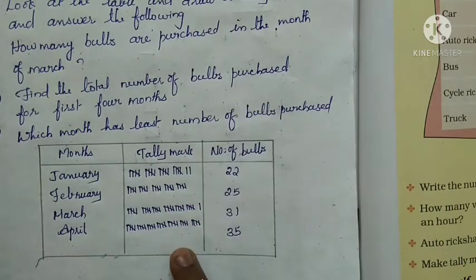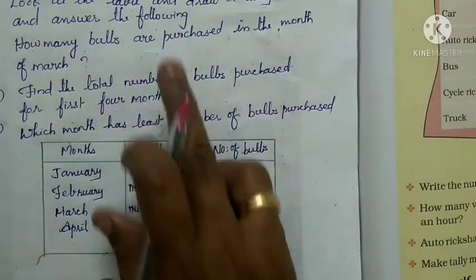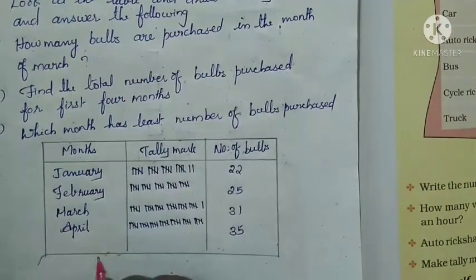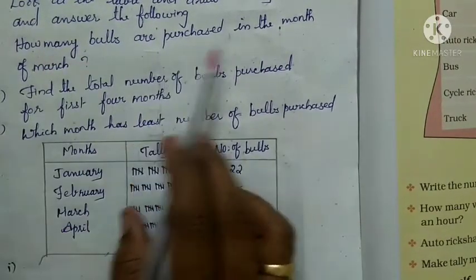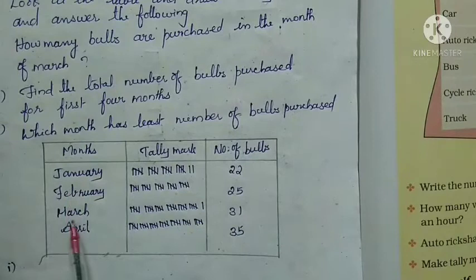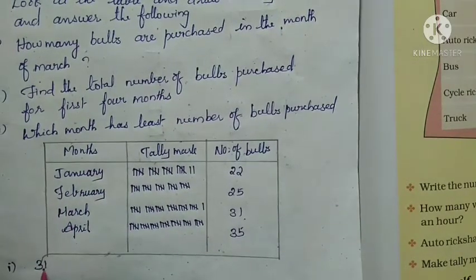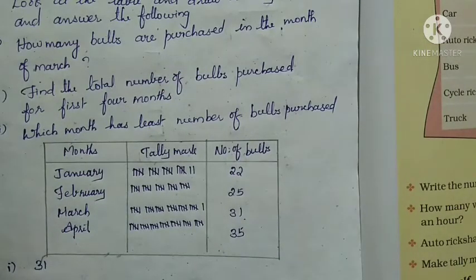Okay. Then after that you can write the answer of the following questions. So the first question, how many bulbs are purchased in the month of March? In the month of March, how many bulbs? Yes, 31 bulbs. No need to write the question once again. So only you can write the answers and put the question mark correctly.